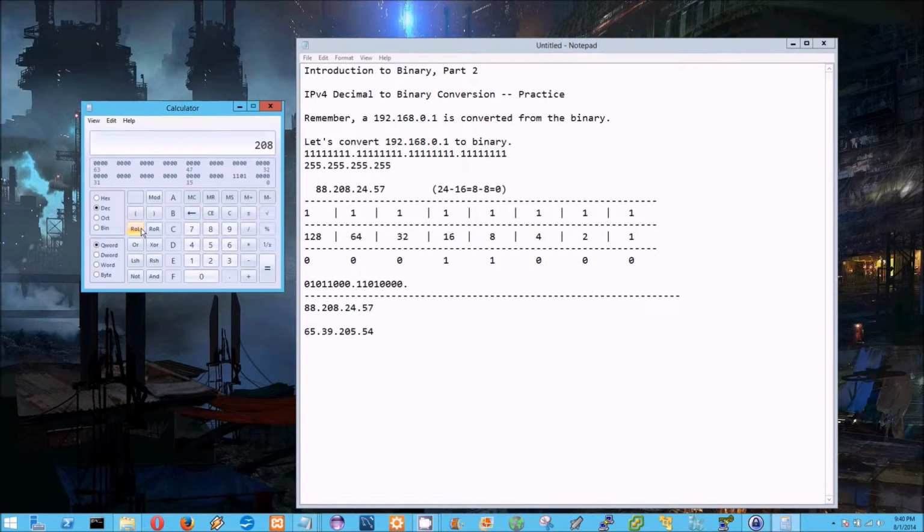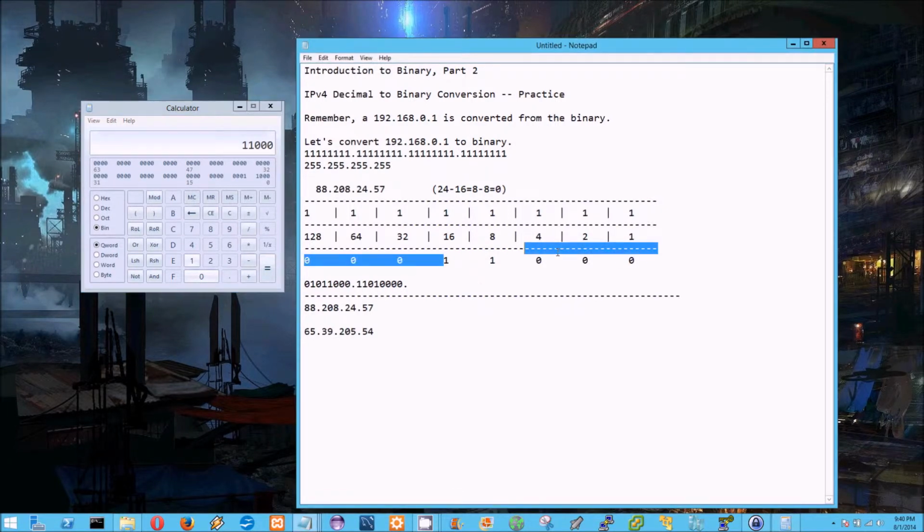So let's test this one and say 24 in binary. 11000. Remember, that's not eleven thousand. That's just a way for me to check it quicker. But 11000, there you go. Remember, leading zeros need to be included. So 000 11000.